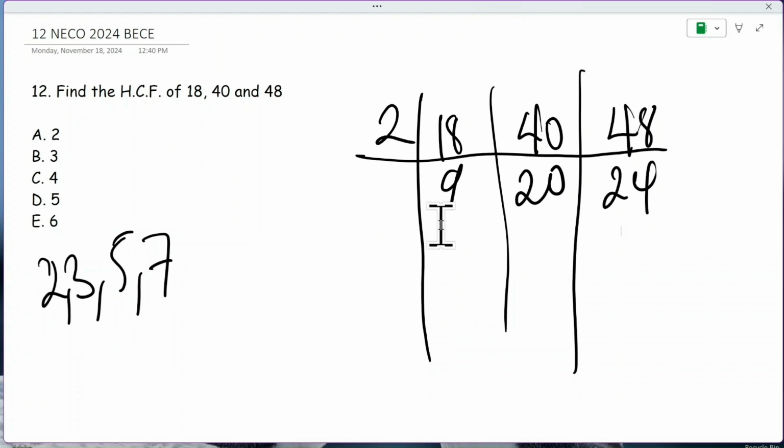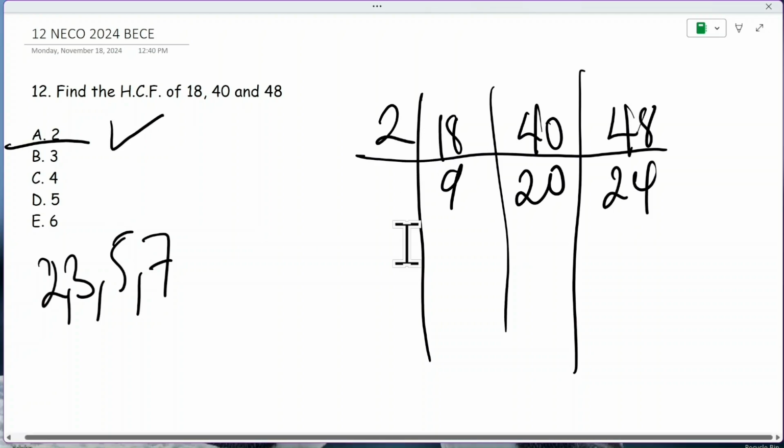5 can go in 20 but not 9 and 24, and there's no number less than 9 that can go in the 3 of them. The last prime number less than 9 is 7, and 7 cannot go in the 3 of them. We therefore know the HCF of these 3 numbers, that's 18, 40 and 48, is 2. So our answer is A, 2.